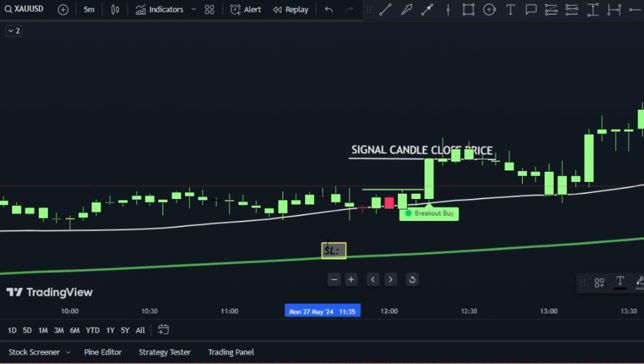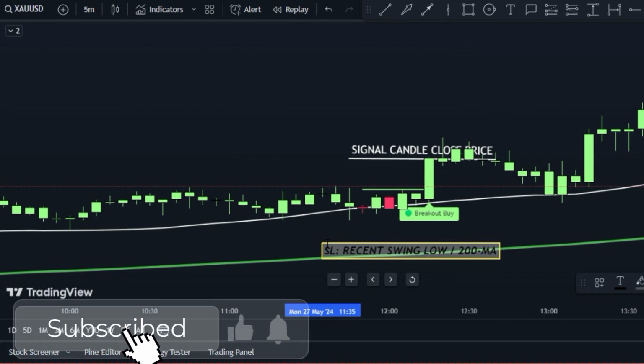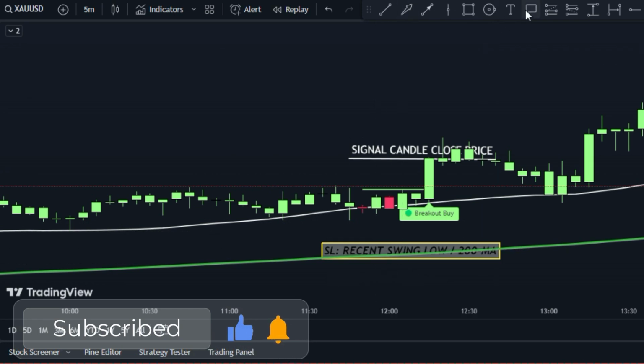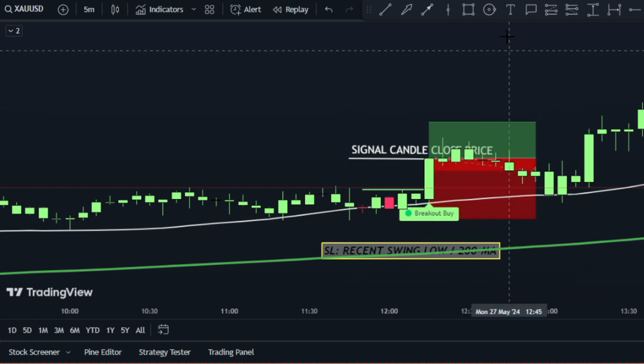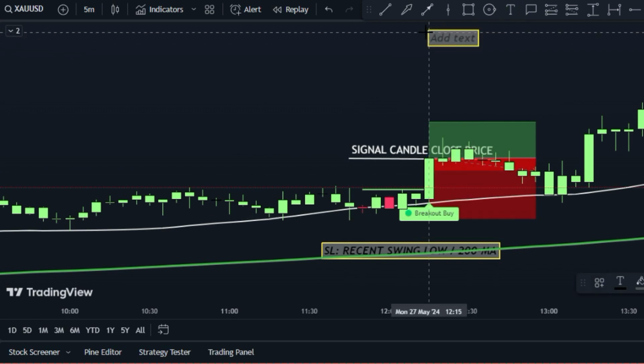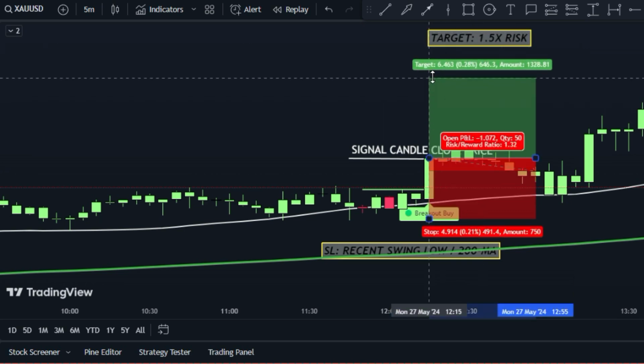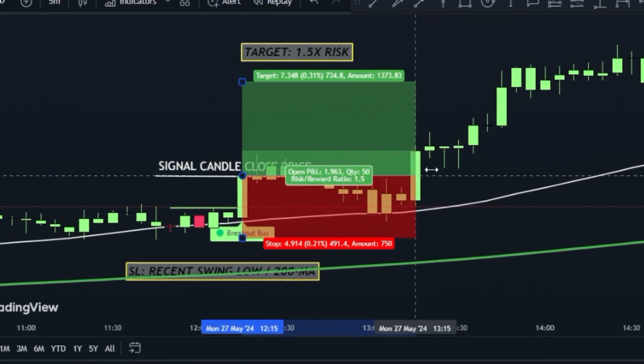Remember to manage your risk by placing a stop loss below the recent swing low or the green 200 MA line, depending on the market conditions. And to lock in those profits, set your take profit at 1.5 times the distance between your entry price and the stop loss level.